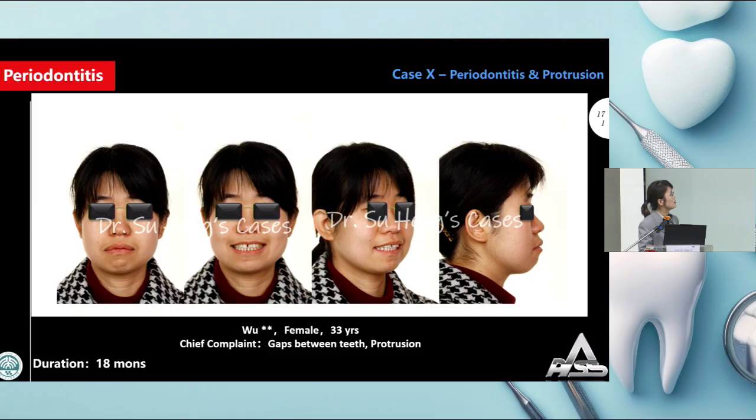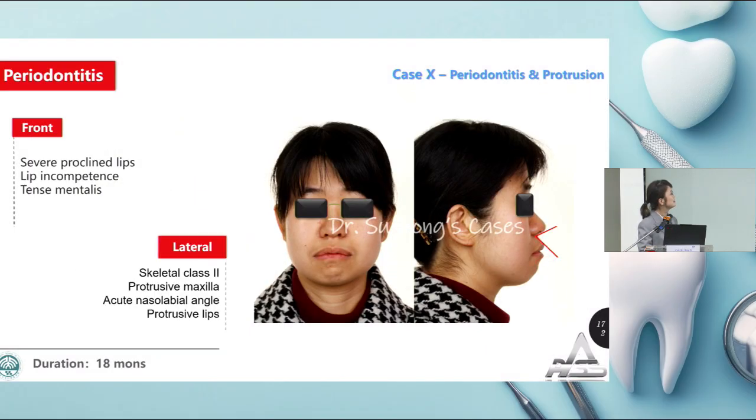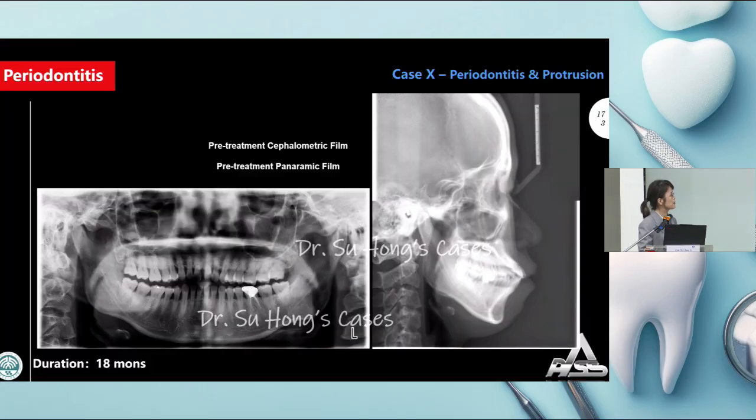Another girl with periodontitis. The last case, periodontitis and protrusion. We can see the gaps between the teeth, and the chief complaint is gaps and protrusion. In the front view, you can see severe proclined lips, lip incompetence and tense mentalis, the protrusion characteristics. We can see acute nasolabial angle and protrusive lips. There is a lot of bone loss, maybe in the middle of the root.